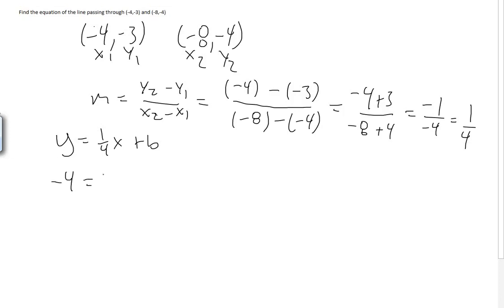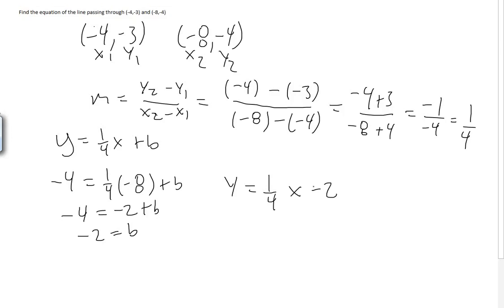Negative 4 is equal to 1/4 times negative 8 plus b. So that if I multiply 1/4 times negative 8, I get negative 2 plus b. And if I add the 2 to the other side, I get negative 2 equals b. So that y equals 1/4 x minus 2. And then again, if I want to check, I plug in negative 4 for x. That gives me negative 1. Negative 1 minus 2 is negative 3. If I plug in negative 8, I get negative 2 minus negative 2. That is negative 4. So it works in both cases. Then this is the equation of my line.